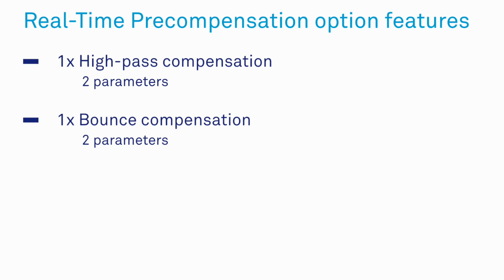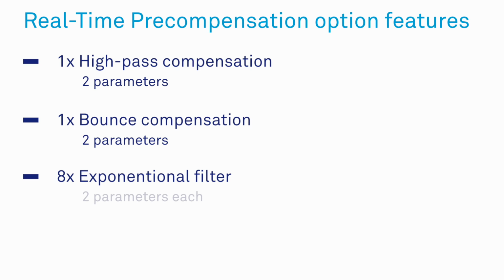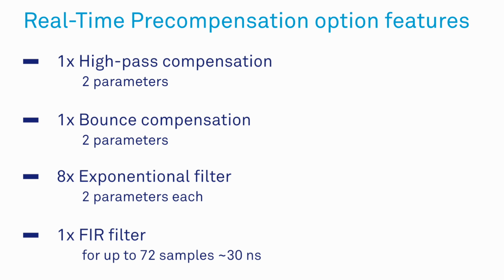For more complex responses, we provide a total of 8 exponential filters and an additional FIR filter. This additional filter allows you to compensate any response on timescales of up to 72 samples, since you can tweak all of its 71 coefficients manually.